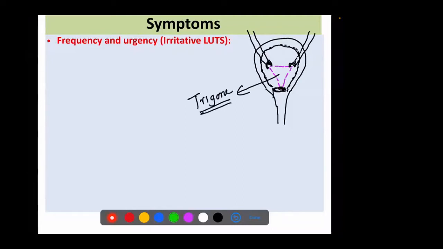This trigone is very tightly adherent to the underlying muscle. So when the trigone is irritated, it leads to the irritative symptoms of LUTS, that is frequency, urgency, nocturia, dysuria.